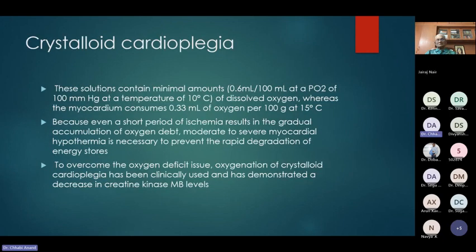Crystalloid cardioplegia. These solutions contain a minimal amount of dissolved oxygen, 0.6 ml per 100 ml at a PO2 of 100 millimeters of mercury at a temperature of 10 degrees Celsius, whereas the myocardium consumes only 0.33 ml of oxygen per 100 grams at 15 degrees Celsius. Because even a short period of ischemia results in the gradual accumulation of oxygen debt, moderate to severe myocardial hypothermia is necessary to prevent the rapid degradation of energy stores. To overcome the oxygen deficit, oxygenation of crystalloid cardioplegia has been used clinically and has demonstrated a decrease in creatine kinase MB levels.